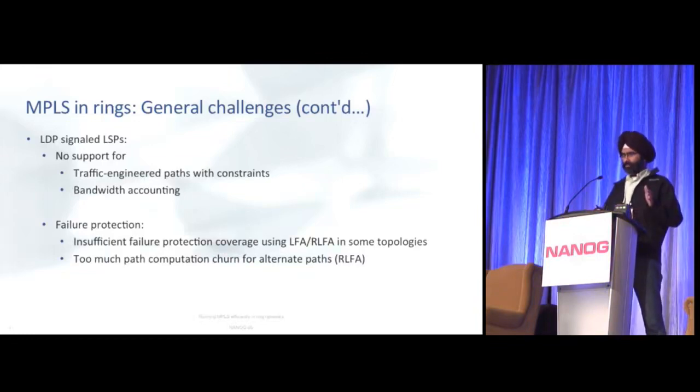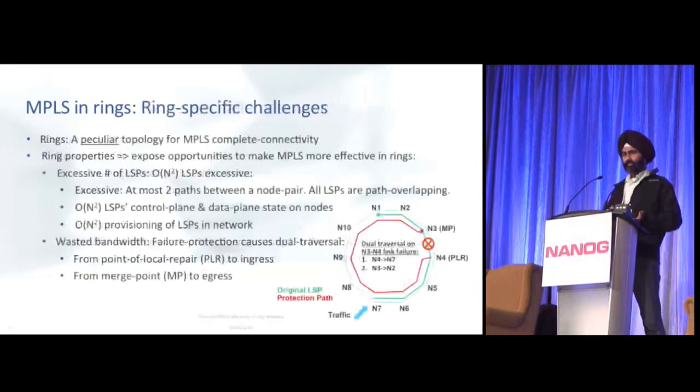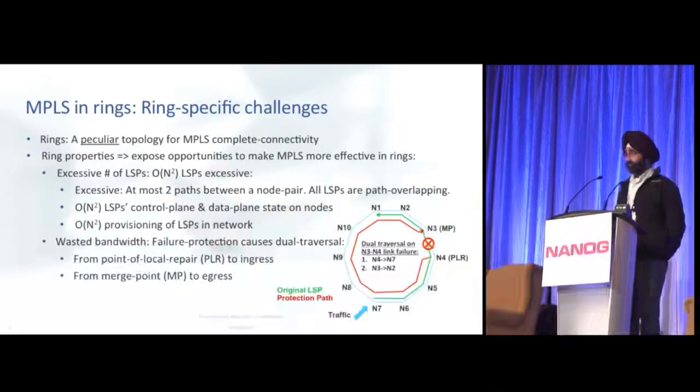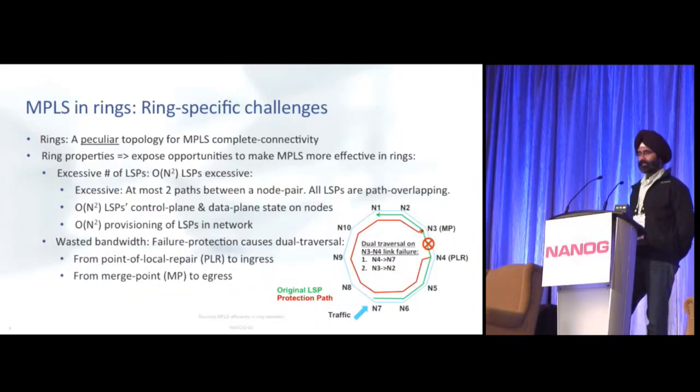So those were the advantages and disadvantages of using RSVP or LDP as a signaling mechanism for MPLS LSPs in general. Now let's look at how those become relevant when talking about rings. Rings are a strange topology, like we talked about. There's only two paths between any two nodes. And by running RSVP in a ring to get your complete connectivity between n nodes, you're setting up order of n square LSPs when they're actually overlapping in their paths quite a bit.